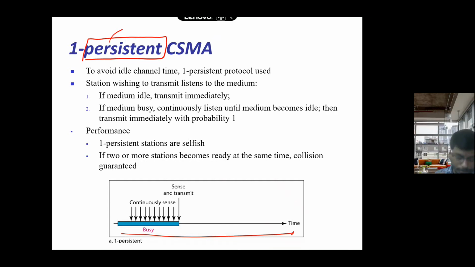So in one persistent, any station that has frames to transmit will first listen to the medium. He will continuously keep sensing the medium. So if the medium is idle, he will transmit immediately.